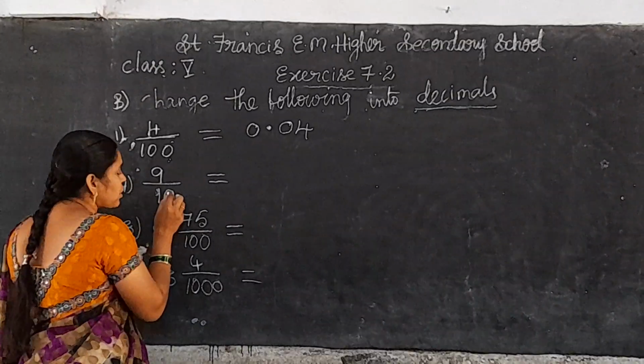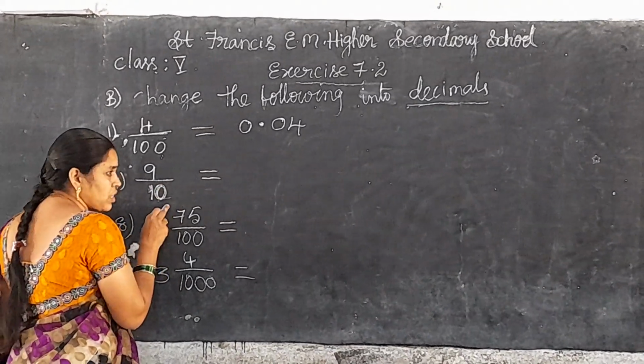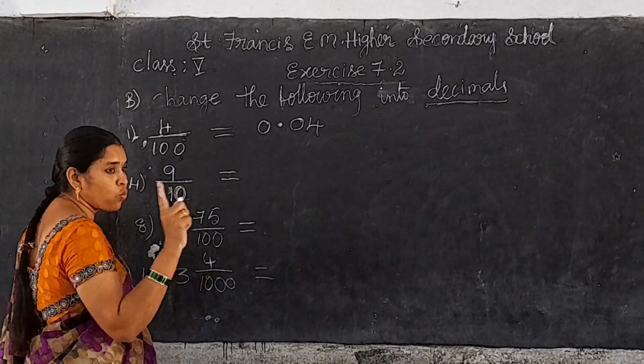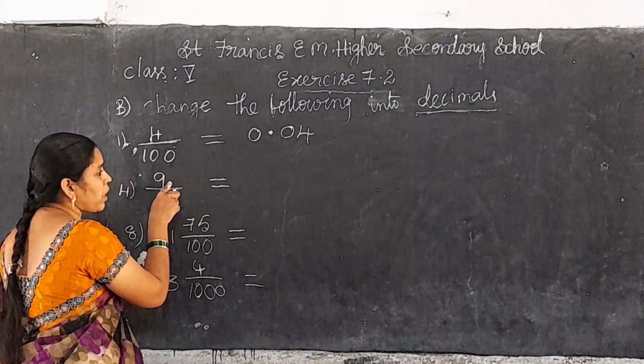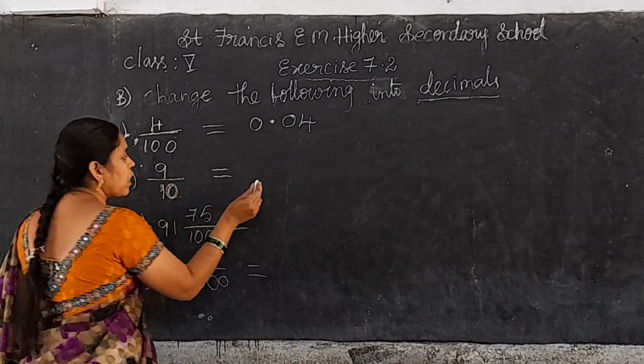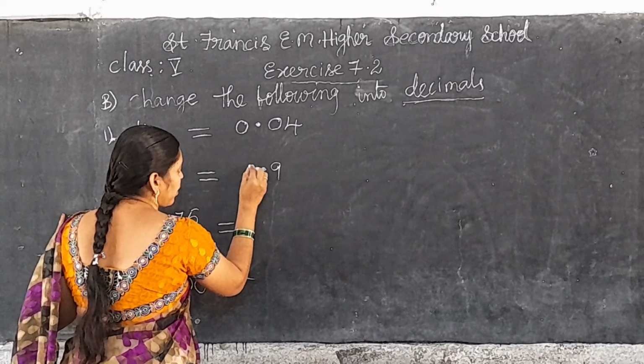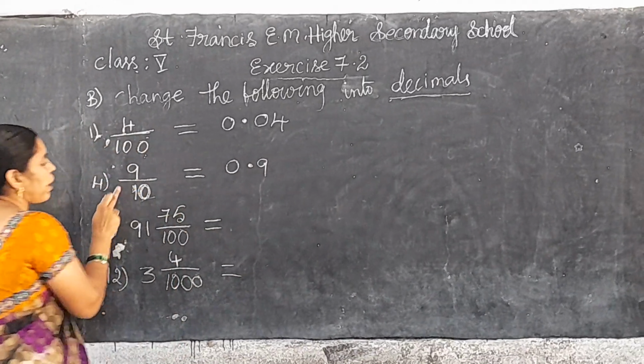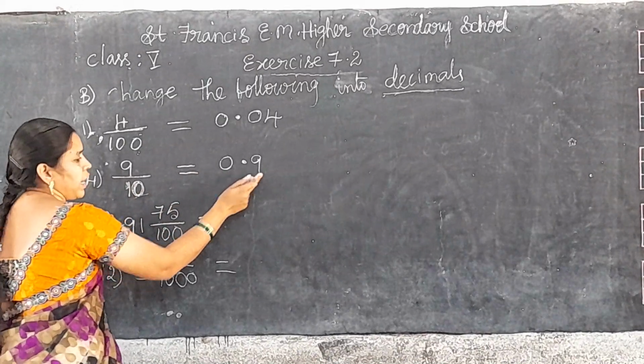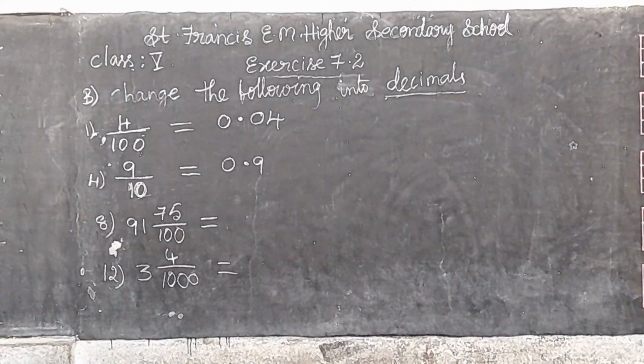Same way, 9/10. First you check the denominator. Here how many zeros are there? 10. So 1 zero. So point after how many numbers? 1 number. What is there in the numerator? 9. Only 1 number. That you should write after the point. So 9/10 means 0.9. Okay. Now see the 8th one.